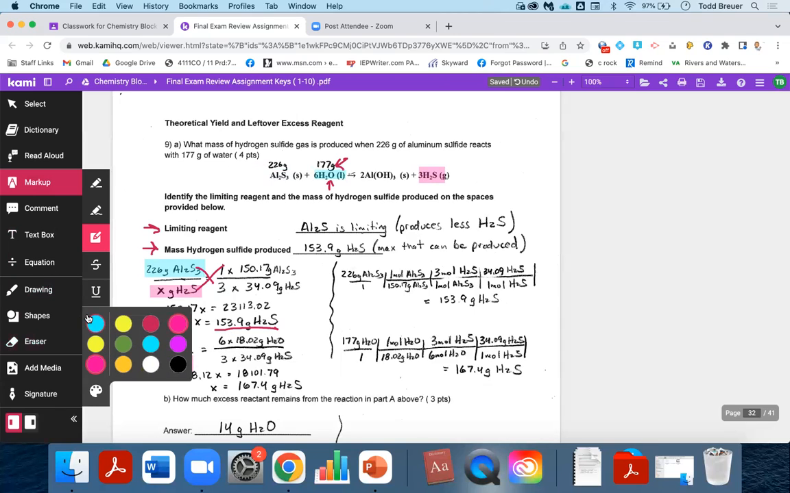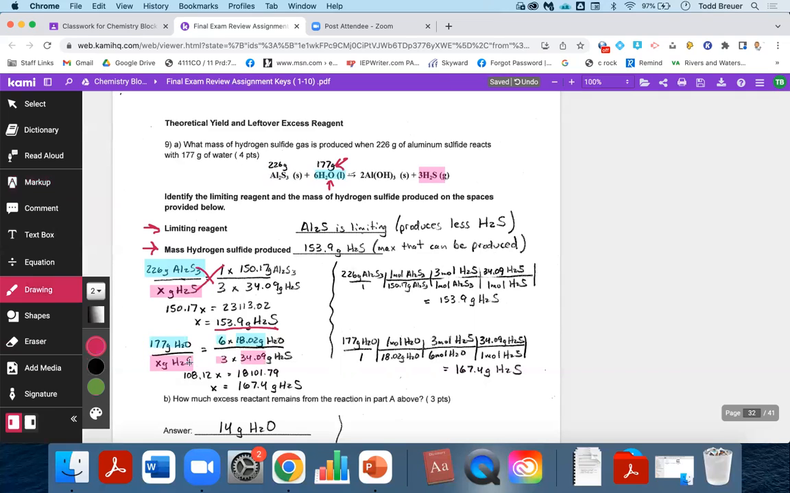And on the right side, we put the quantities equal to 1 mole. For water in grams, it's 18.02, right? We add up the mass, 2 H's and 1 O. Again, for hydrogen sulfide, it's 34.09. We factor in the coefficients from the balanced equation. For water, it's 6. For H2S, it's still 3. We cross multiply.